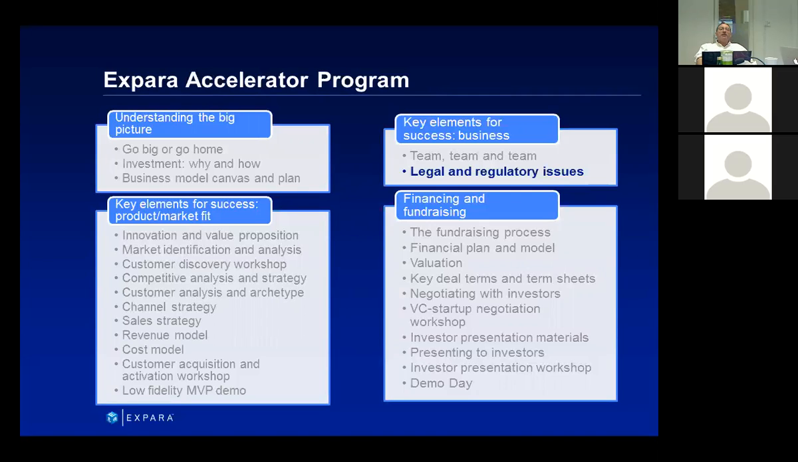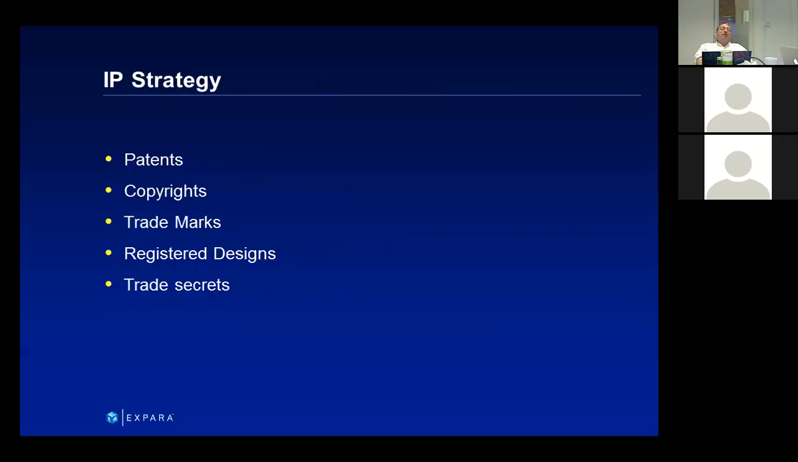Now we want to look at some legal and regulatory issues around startups. First, I'll talk about IP strategy. I think we discussed this briefly during the advantage section, but I'll just review this in a little more detail now.